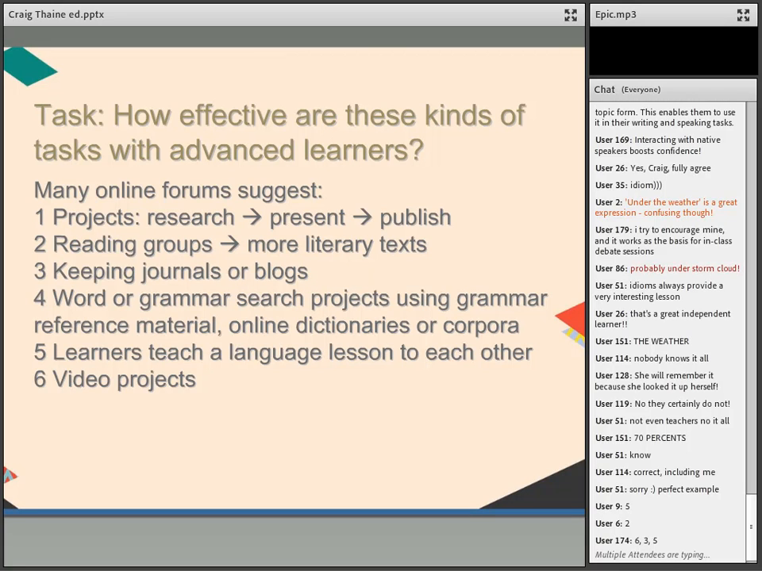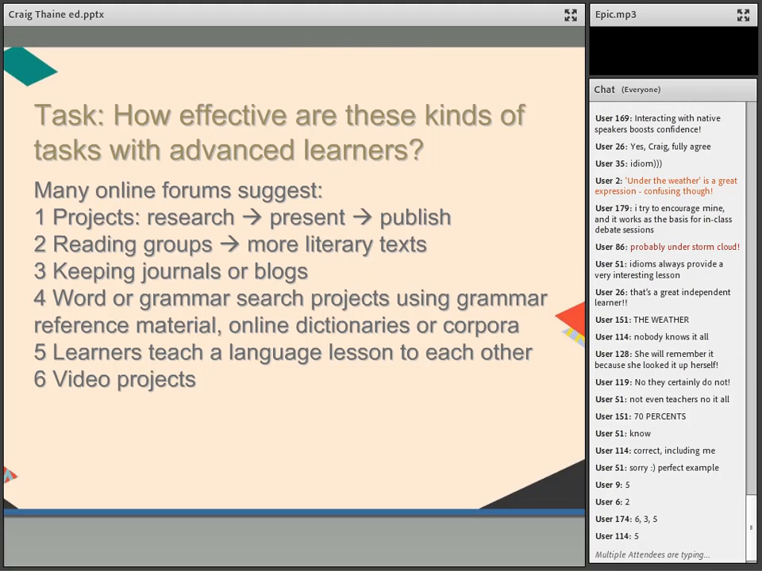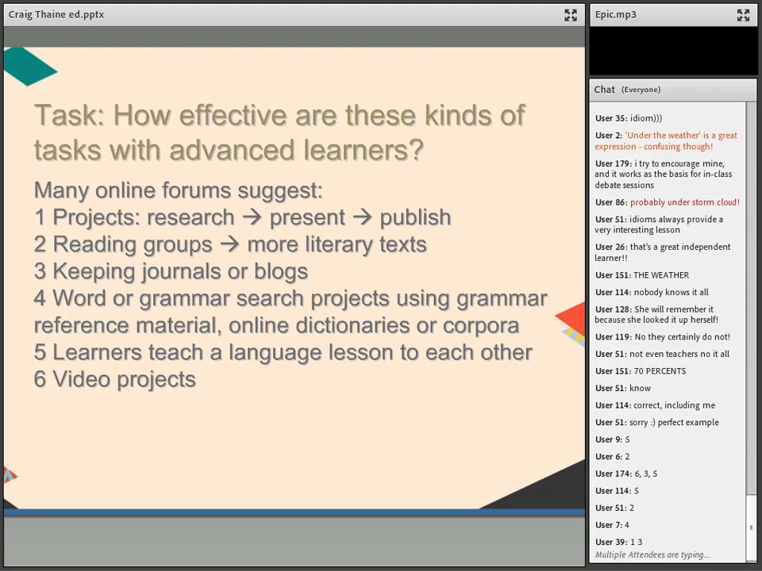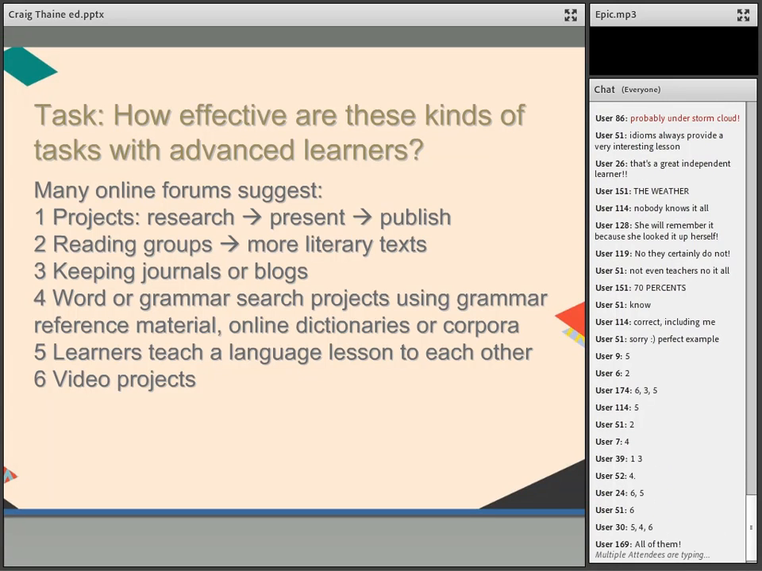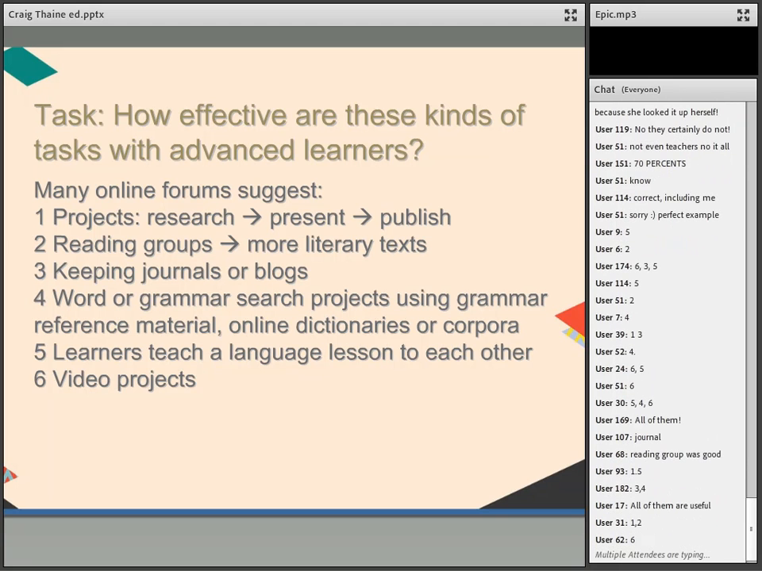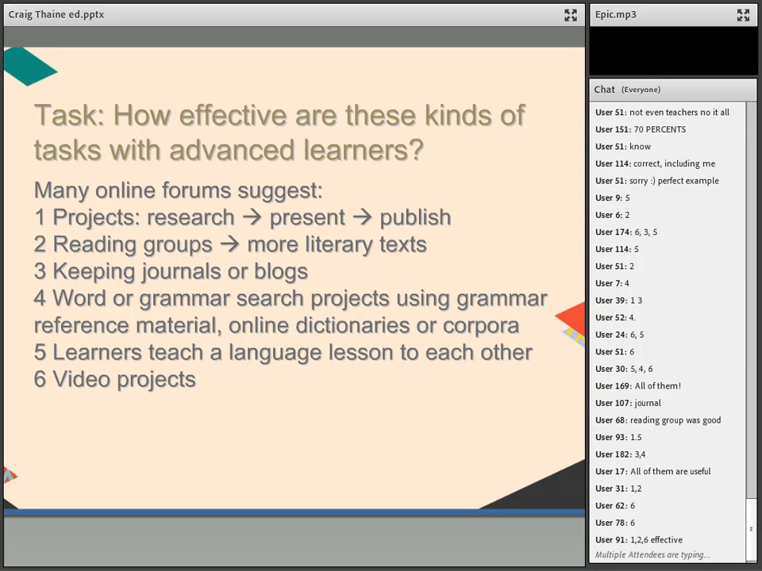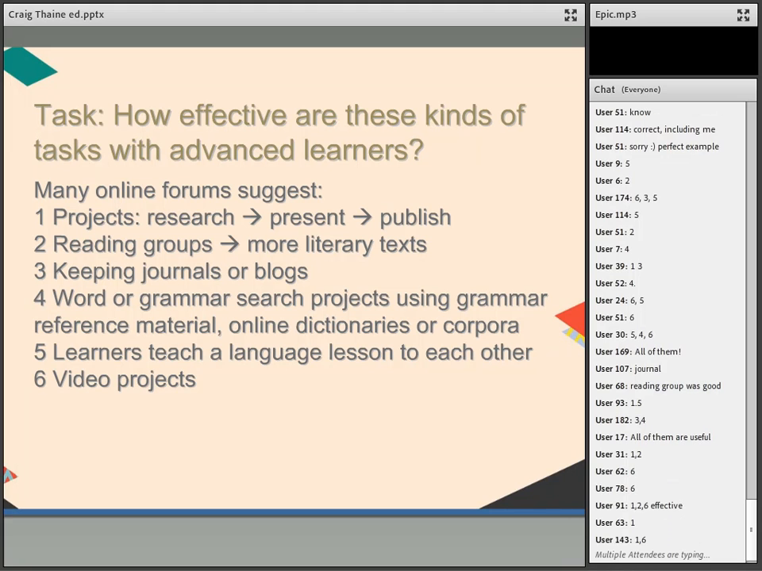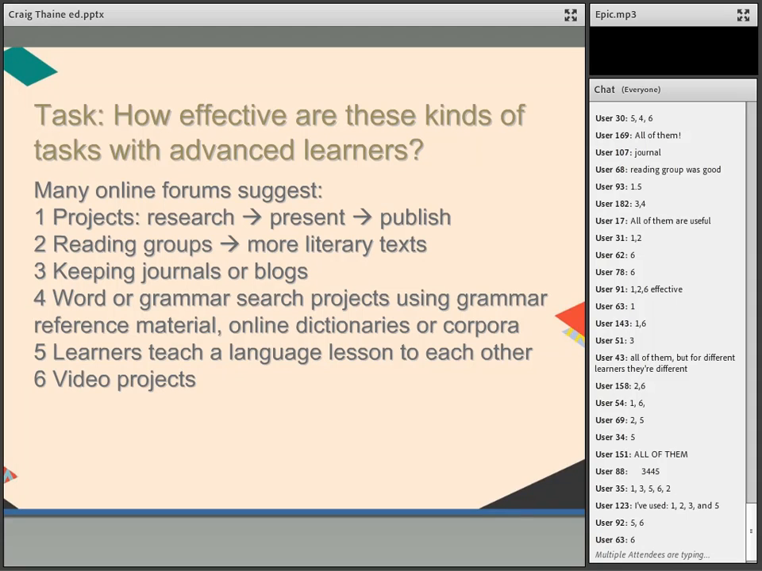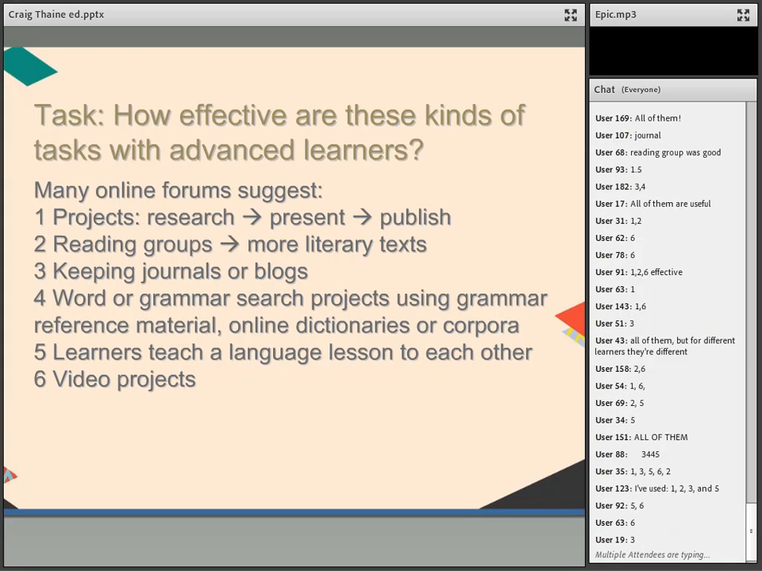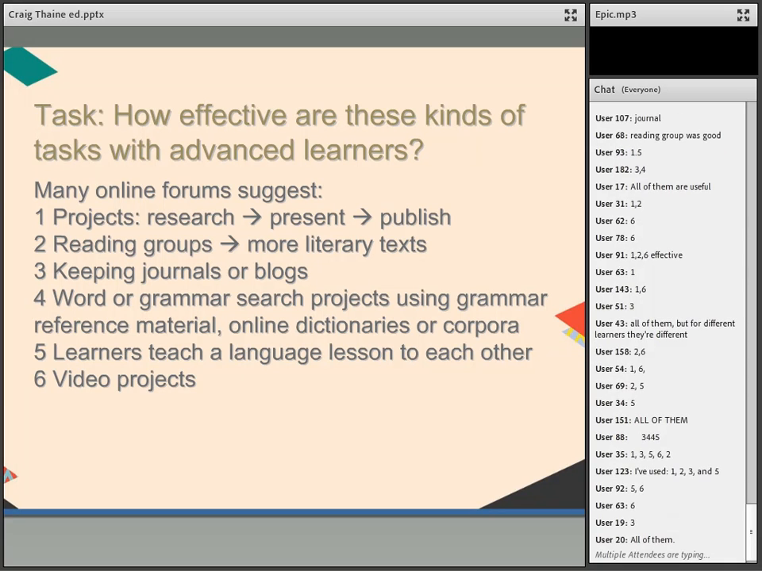So some of you have used one or two of these. So everyone's busy typing at the moment. So quite a few of you mentioned 5, where they actually teach a language lesson to each other. Video projects. All of them are useful. Okay. So a lot of you have got quite a bit of experience using some or all of these, which is fantastic.